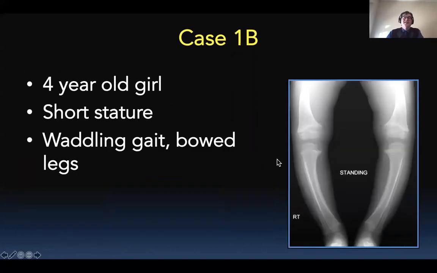The other case is a 4-year-old girl who presented with short stature, a waddling gait, and bowed legs, and she was being evaluated by an orthopedic doctor who did X-rays and then recognized the features of Rickets, had done some initial labs, and sent her on to me.